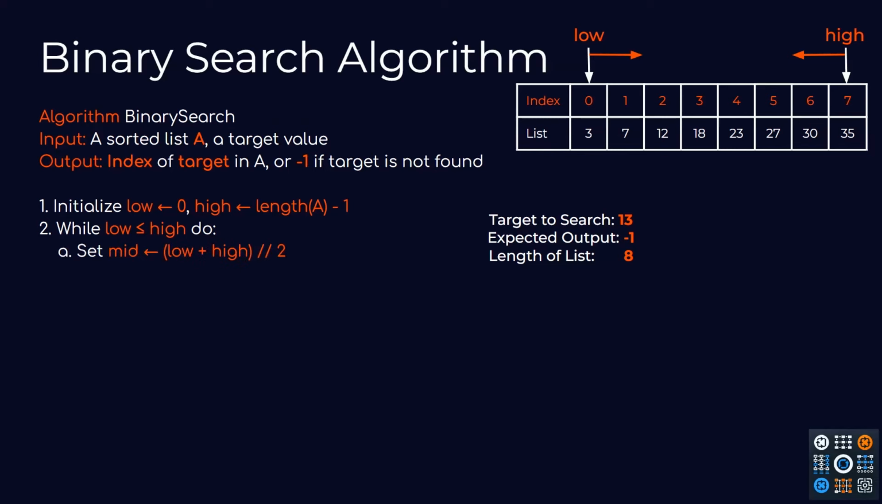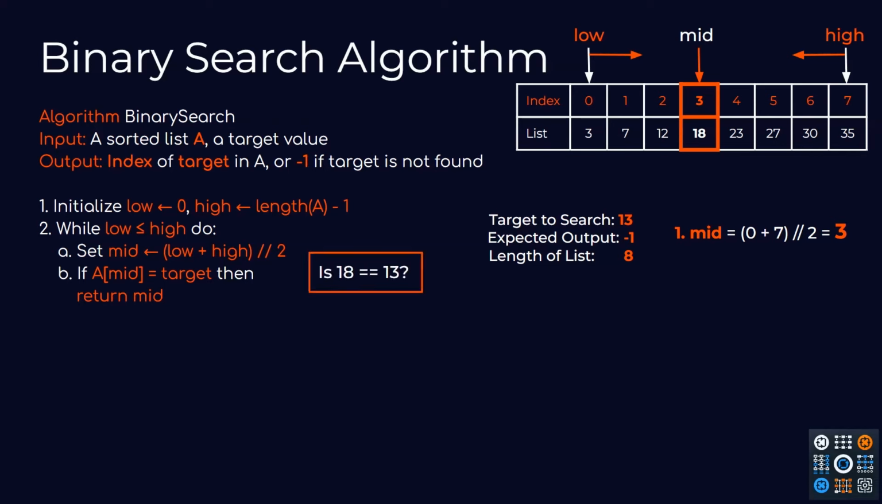Next, we calculate the middle index by adding low and high and dividing the sum by 2. This turns out to be 3.5. But integer division truncates the decimal and we get 3 only. The element at mid-index is 18. We need to do the first comparison between the element at the current mid-index and the target. If the current element and the target match, we return the index right here and the search is complete. However, the element at index 3 is 18, which is not equal to our target 13. So we move on.